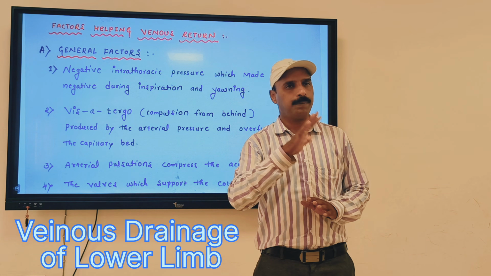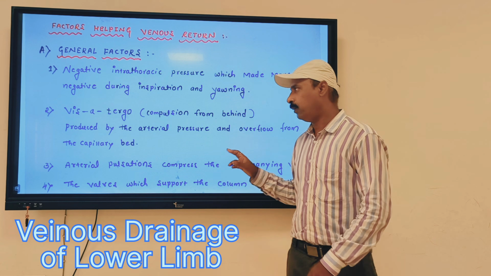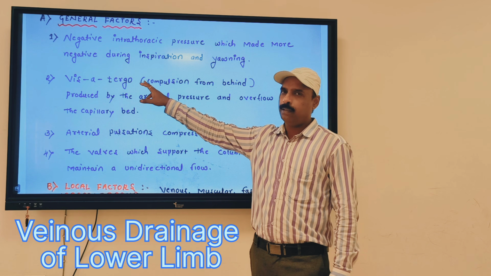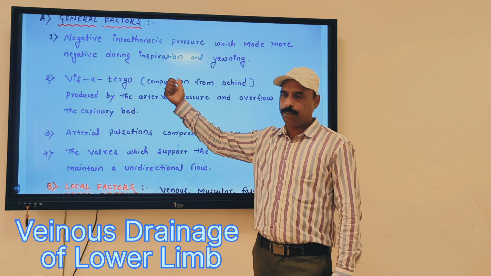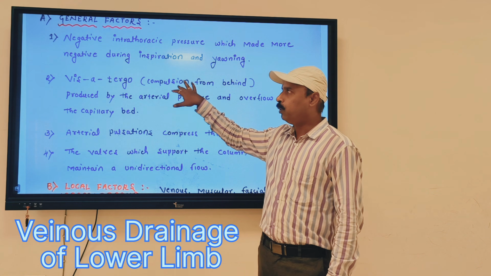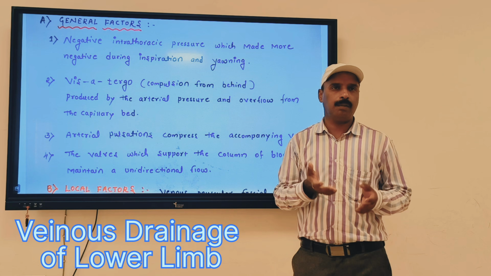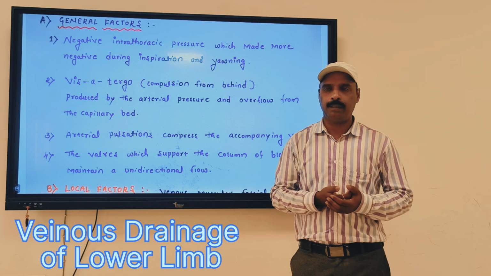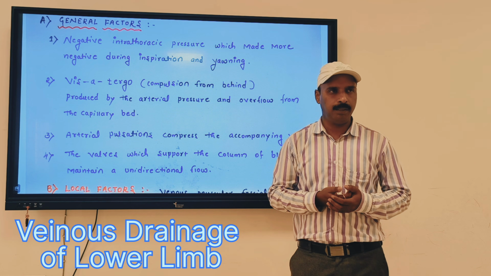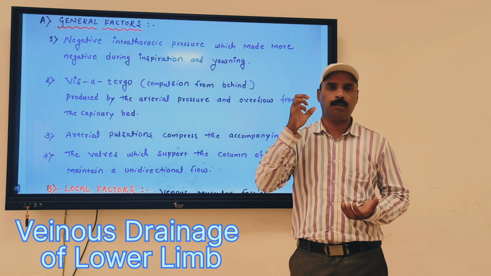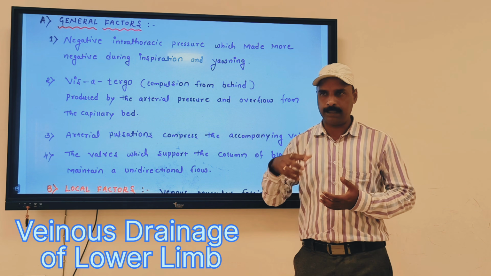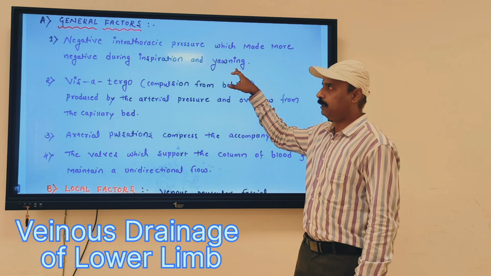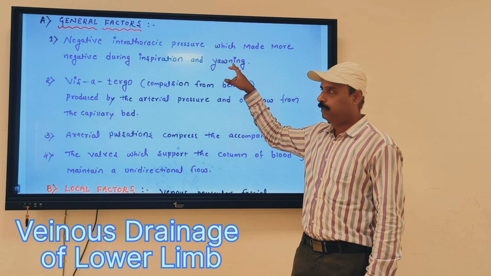I have told superficial, deep and perforating veins, all that is told. So these are all the factors which you have to remember. This is the word you have to remember, vis a tergo, and that is a compulsion from behind in general. And you know when you yawn, there is inspiration and you get increased chest wall expansion, making a negative intrathoracic pressure, which means it causes a sucking effect towards the thorax. It will pull the venous blood towards the thorax. That you have to remember.